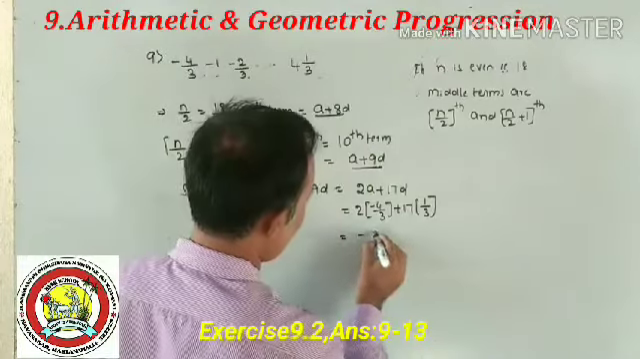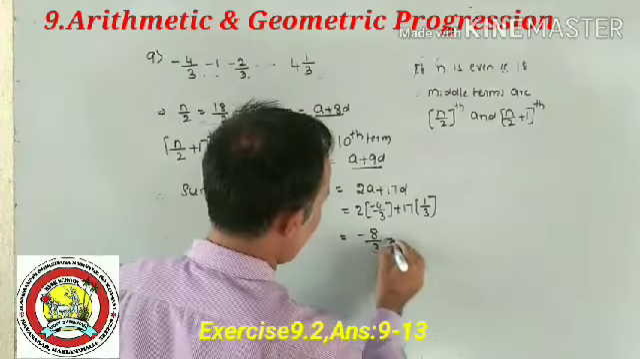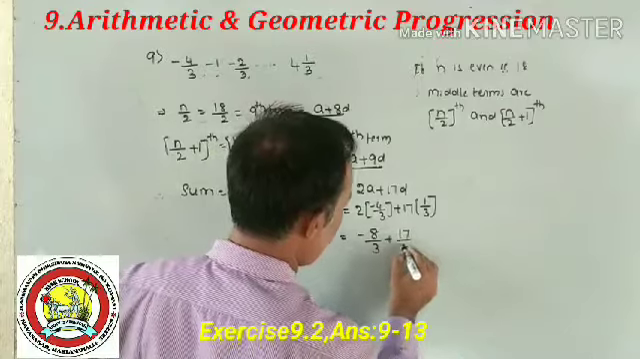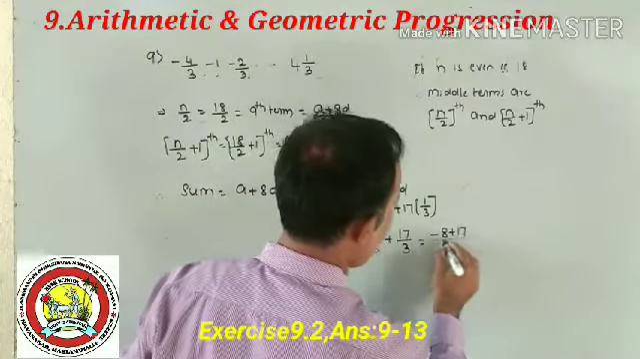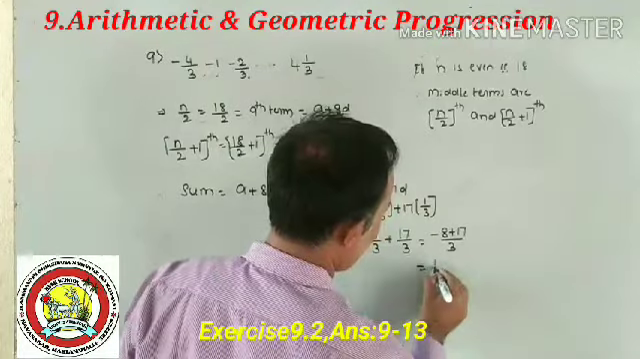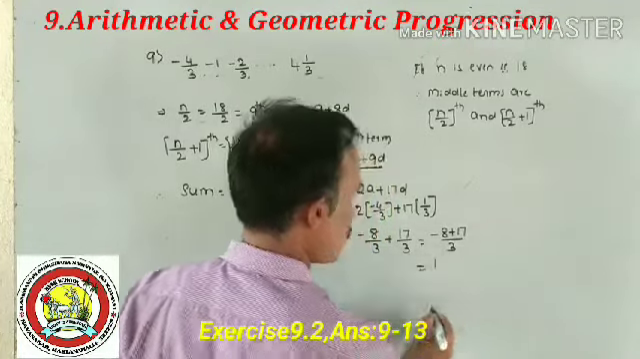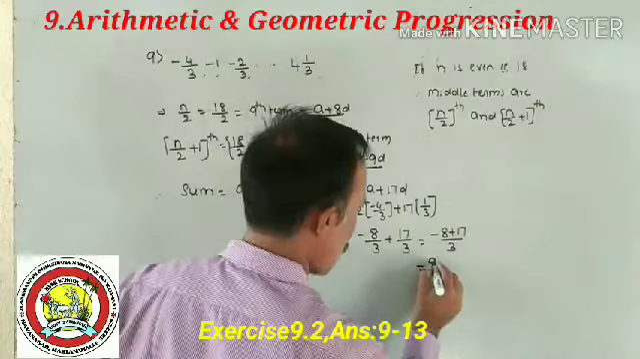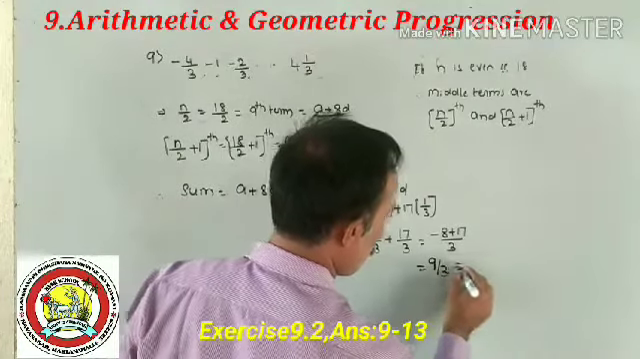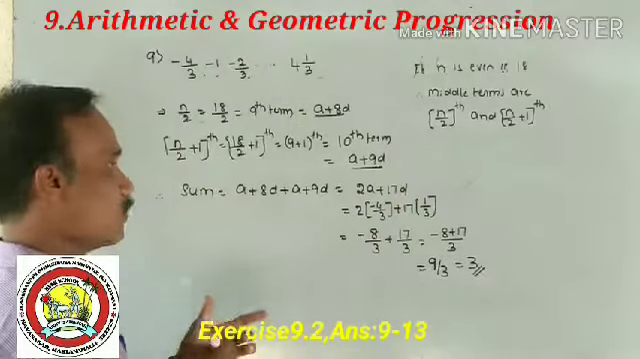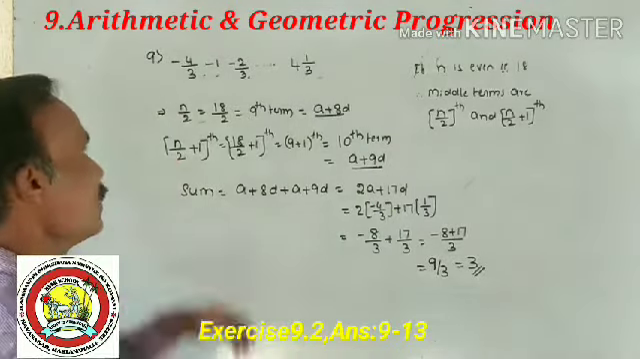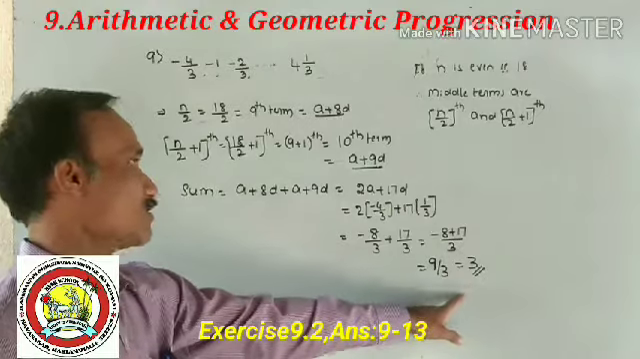So this is equal to minus 8 by 3 plus 17 by 3. Take LCM, minus 8 plus 17 by 3. So 17 minus 8, that is equal to 9 by 3. The final answer is 3. So this is the sum of two middle terms of the given progression.